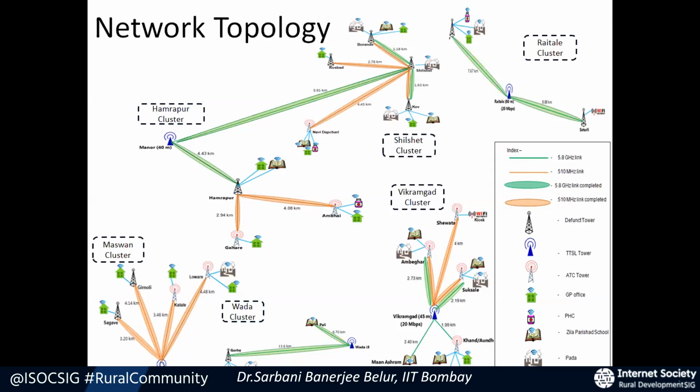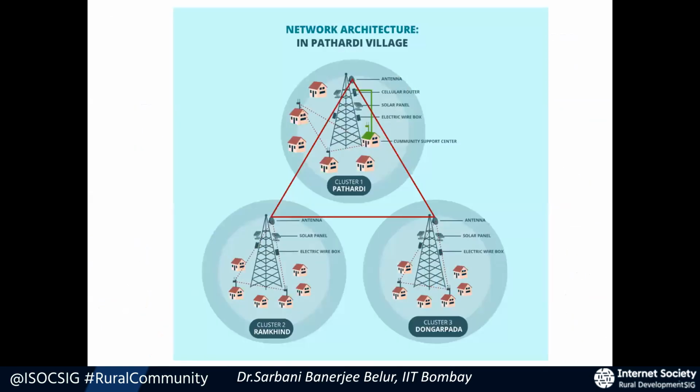Similarly, if the villages are very close by, in the periphery of 5 kilometers to 10 kilometers in line of sight, then we use a topology like this, wherein we can connect. So point to multi-point is something that we can connect. So various topologies.